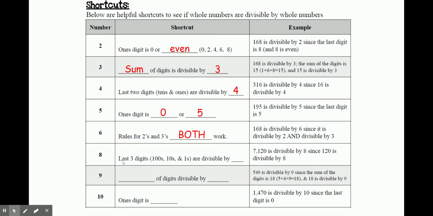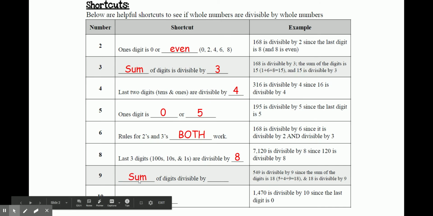For 8, how do you know if it's divisible by 8? Well, the last 3 digits, the hundreds, tens, and ones, are divisible by 8. So if I have a big number like 7,120, it is divisible by 8 because 120 is divisible by 8. This one is kind of a trickier one because you can get some pretty big numbers.